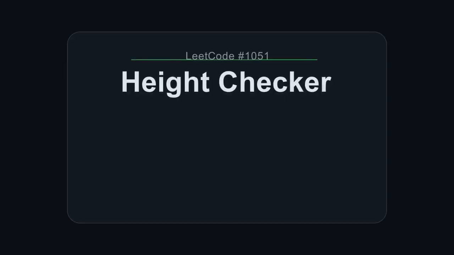Today, we're presented with an array representing student heights. Our challenge: determine how many students are not standing in their correct, non-decreasing order. It seems straightforward, but there's a trick to doing it optimally.